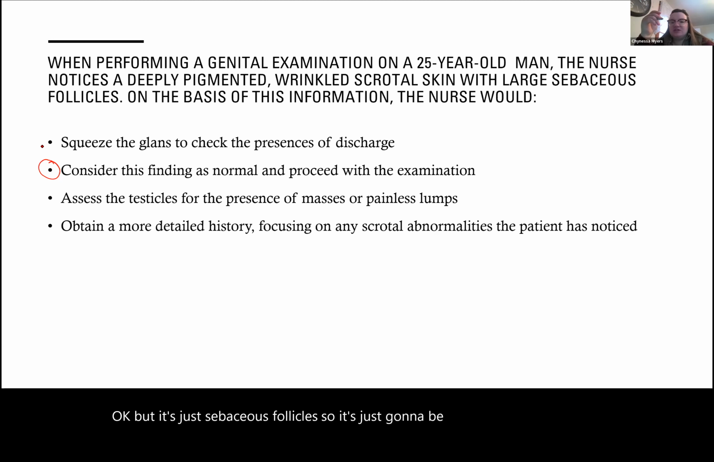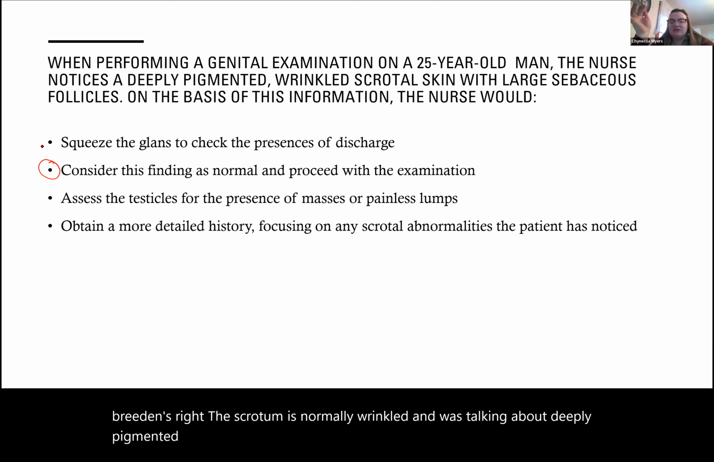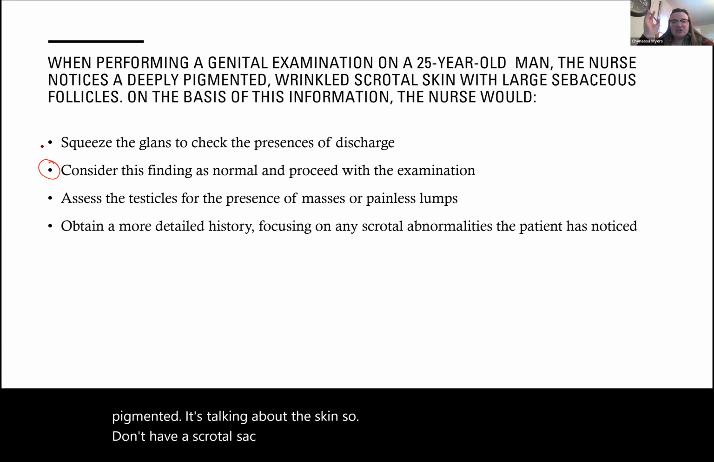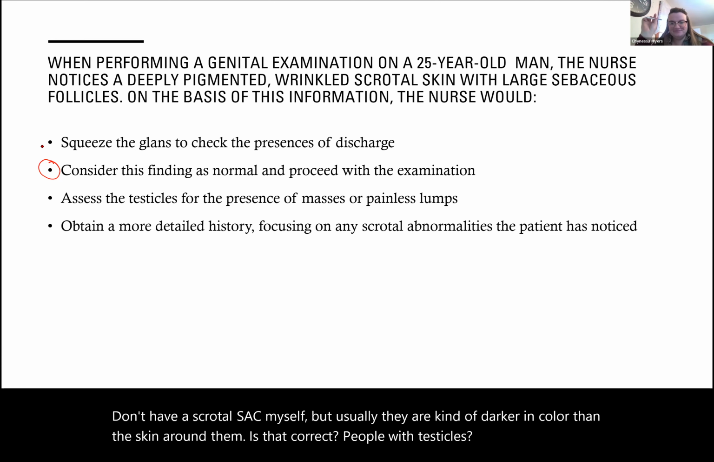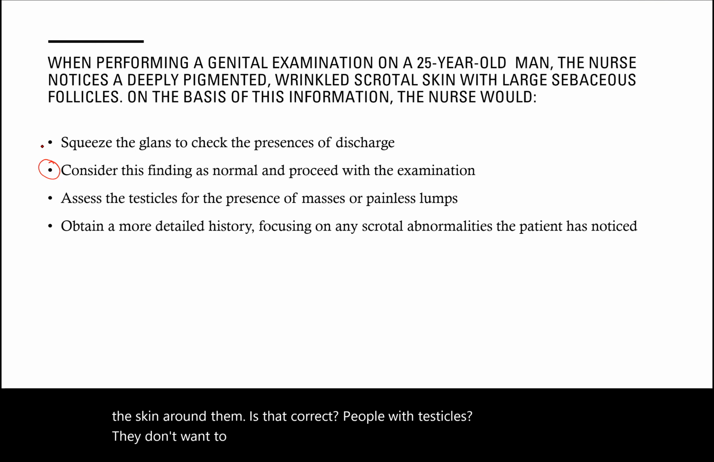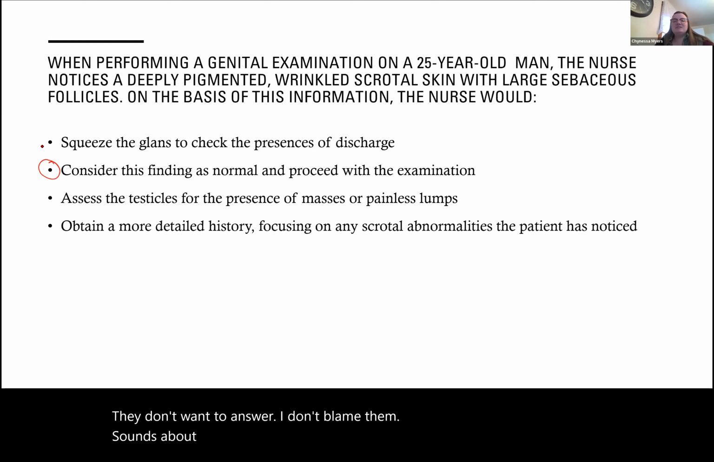It's the location, because the scrotum is normally wrinkled, and it was talking about deeply pigmented skin. I don't have a scrotal sac myself, but usually they are kind of darker in color than the skin around them. Is that correct? People with testicles? They don't want to answer. I don't blame them. So, we got 3 in here. Sounds about right. So those first two things are right.